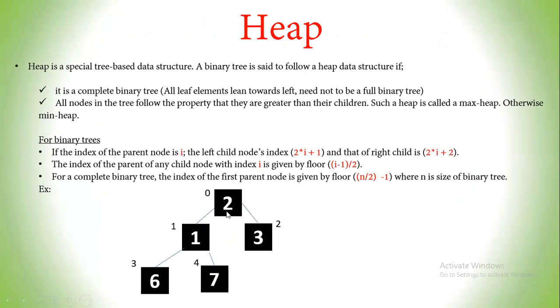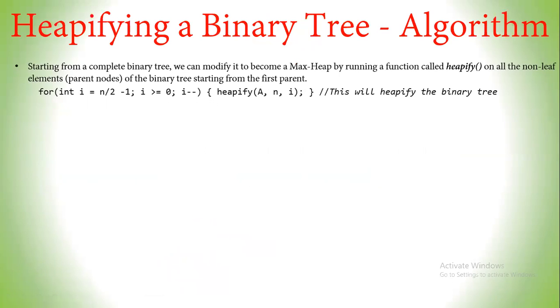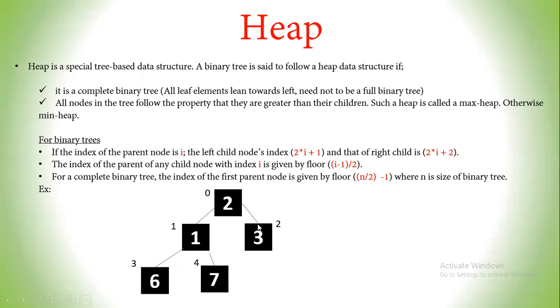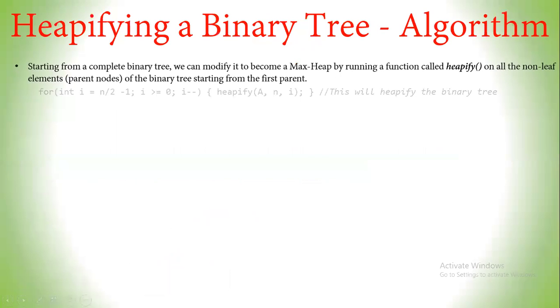This is a complete binary tree. I'll take this one as the example and I will call the heapify function. How to make this binary tree a max heap? That is by calling the heapify function starting from the first parent node. We call heapify for the first parent, then for the second parent, by doing this for integer i equal to n over 2 minus 1 down to the last parent. That is, from the first parent to the last parent, we call the heapify function.